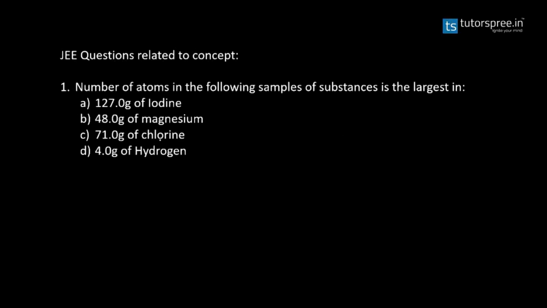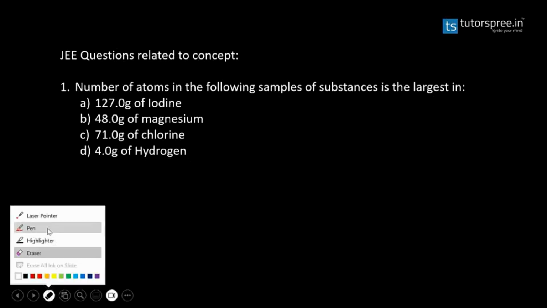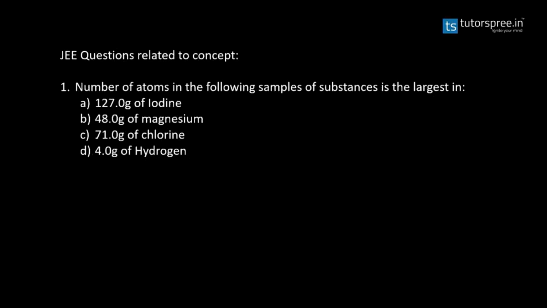Next, this is a JEE question which we got in the previous years related to the concept. What we have to do in this, we have to find the number of atoms in the following samples, which is the largest. Okay, we got 127 grams of iodine, magnesium, chlorine and hydrogen. For this, what are the prerequisites that we need to learn? First thing, we have learned the mole concept. Second thing, we need to remember the atomic weights of the substances. What are the atomic weights of the substances?